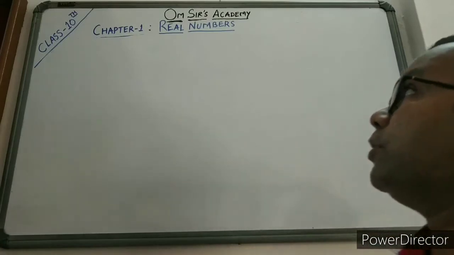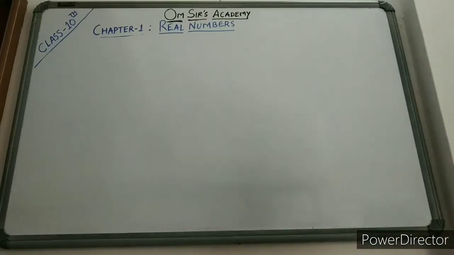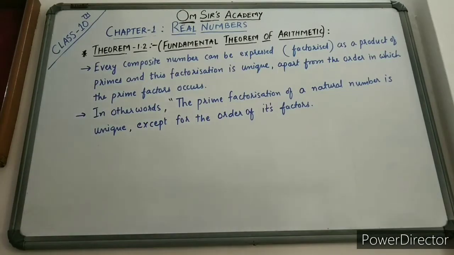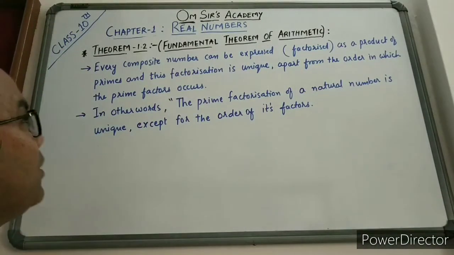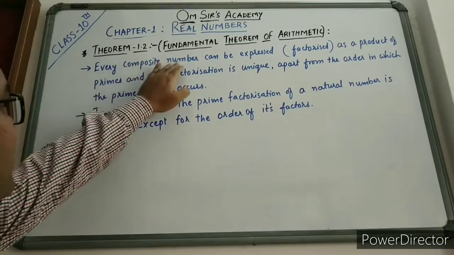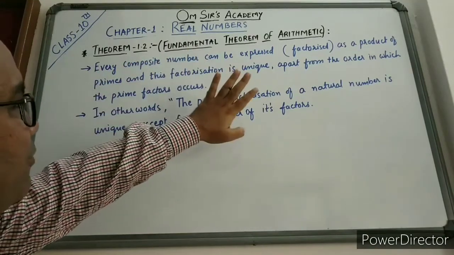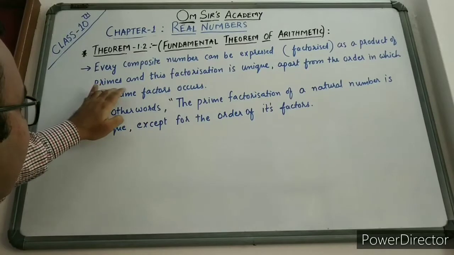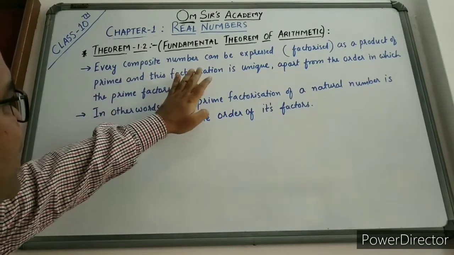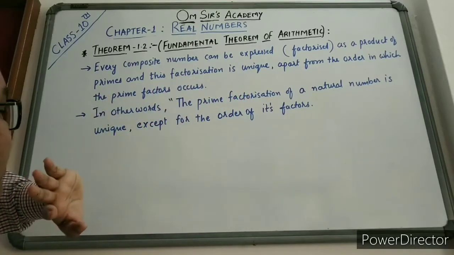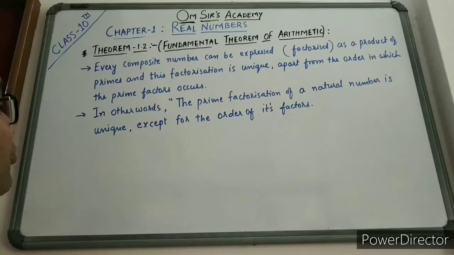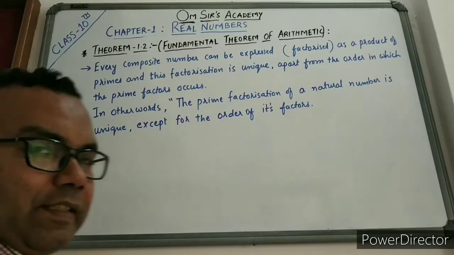Today we are going to learn the new topic of this chapter, Real Numbers, that is the Fundamental Theorem of Arithmetic. So friends, what does this fundamental theorem of arithmetic say? It says that every composite number can be expressed or factorized as a product of primes, and this factorization is unique apart from the order in which the prime factors occur. Is it clear? Unique means being only one of its kind.